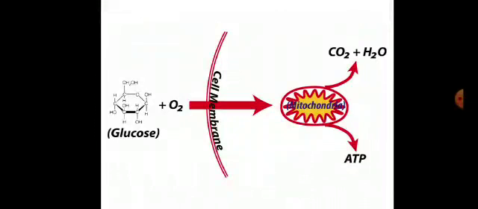Glucose in the cells reacts with oxygen and carbon dioxide and water are formed, and the energy which is released is stored in the form of ATP, and therefore here mitochondria play a very important role, and mitochondria are called the powerhouse of the cell. Clear?